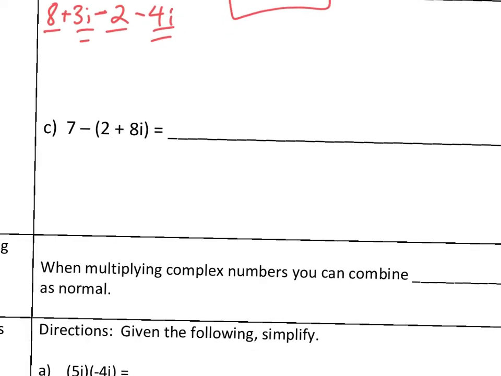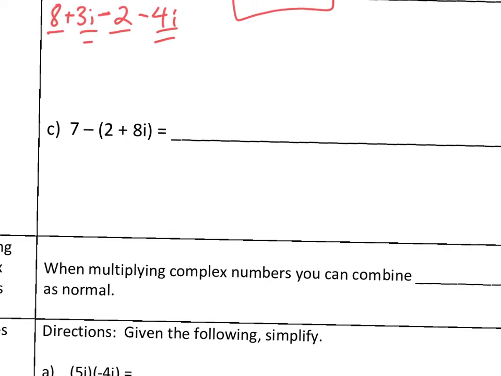Distribute the negative. Good. Distribute the negative. So this just becomes 7 minus negative 2 minus 8i. 7 minus 2 minus 8i, you mean? That's what I said. You said minus negative 2.